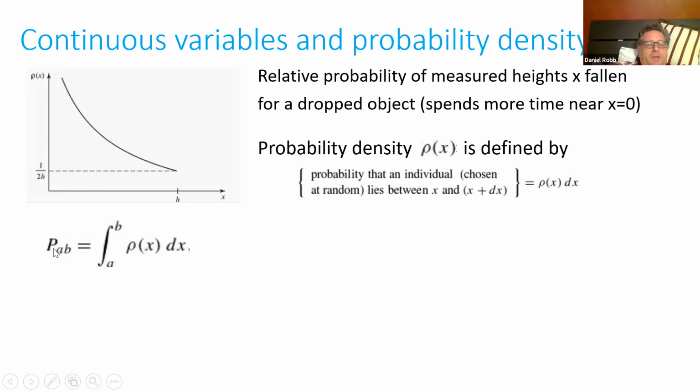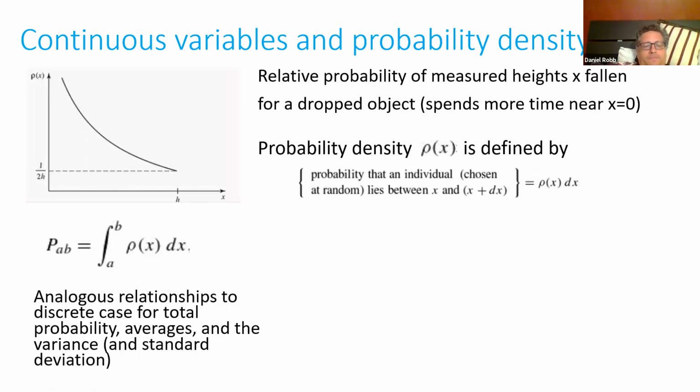Okay, so some properties of the probability density. The total probability between, say, 2 points A and B, so let's say this is point A and this is point B, would be the integral of the probability density between those 2 points. So we just integrate the probability density with respect to the measured variable to get the total probability between two values of that measured variable. And there are similar analogous relationships to the discrete case, which we just discussed, for the total probability, for the averages, and for the variance, and then the standard deviation, which comes from the variance.